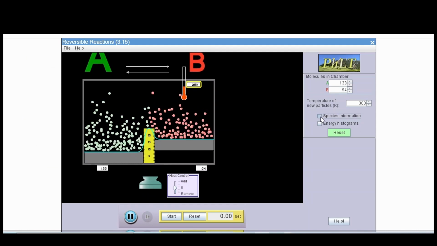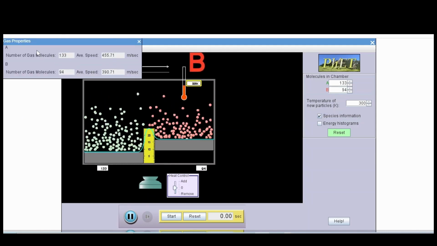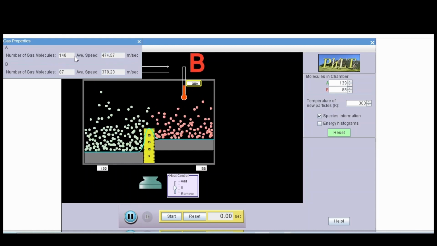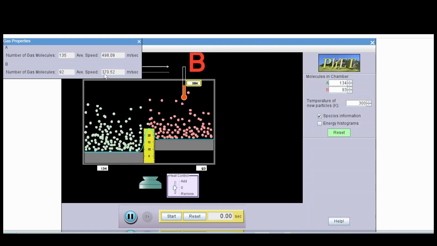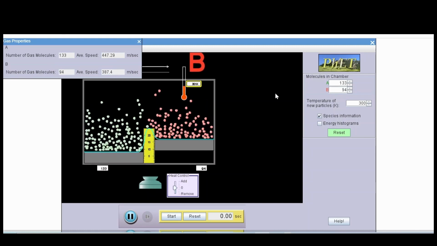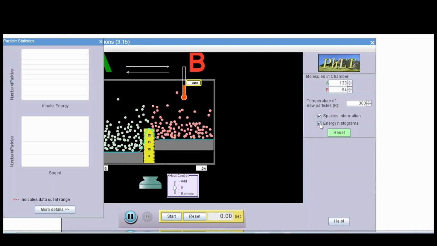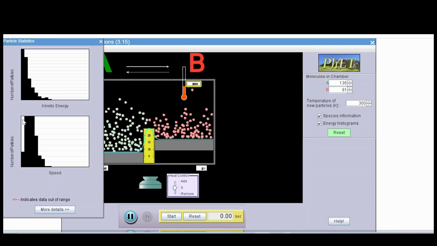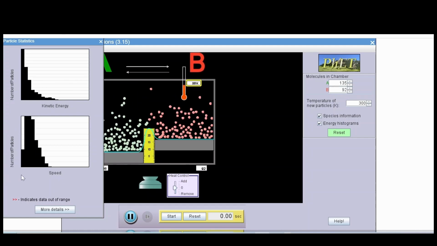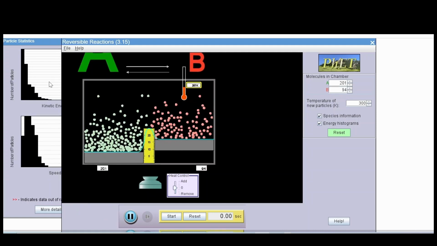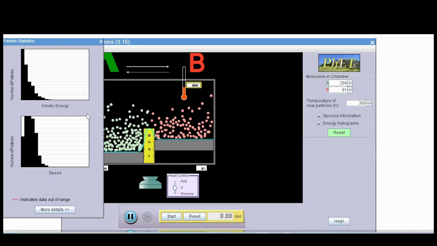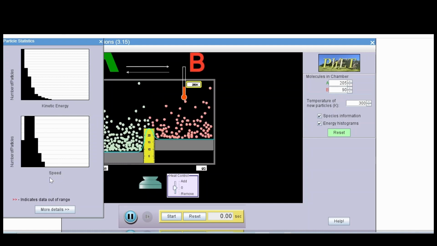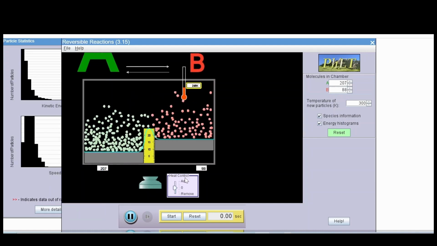Then at the bottom here, we have options for showing species information, which brings up this gas properties box, showing you not only the number of gas molecules, but also the average speed of both the respective molecules A and B in meters per second. Then we can choose to show this energy histogram, showing both the number of particles versus kinetic energy and the number of particles versus speed. The important thing to note with both these graphs is, of course, there's a directly proportional relationship between an object's kinetic energy and its speed. The higher an object's kinetic energy, the higher its speed and velocity.